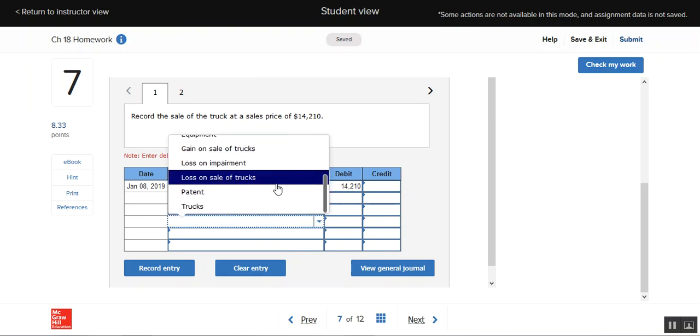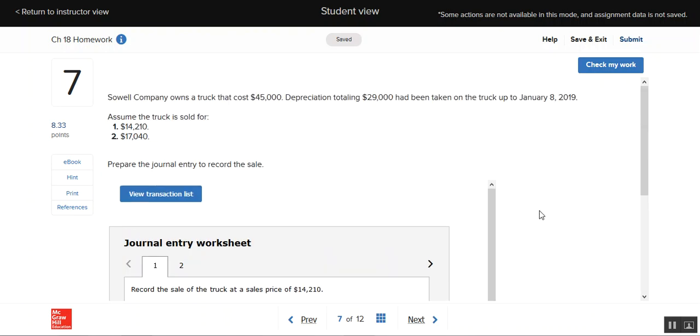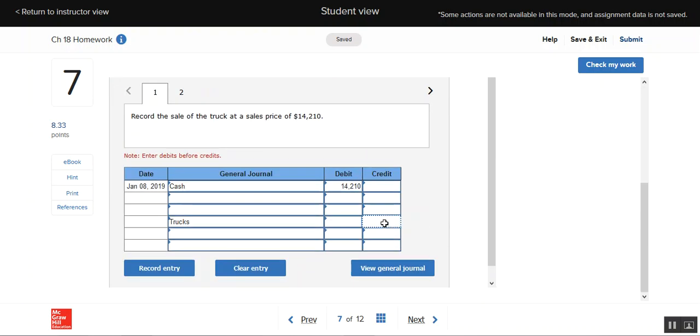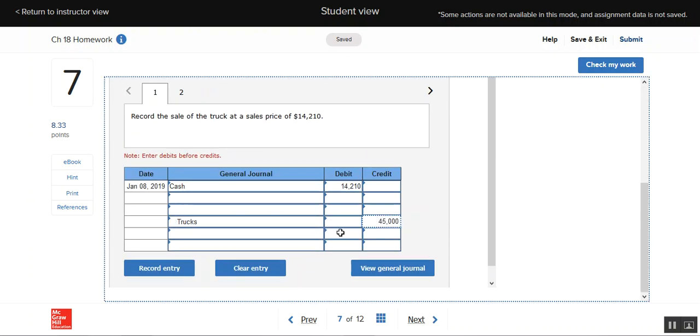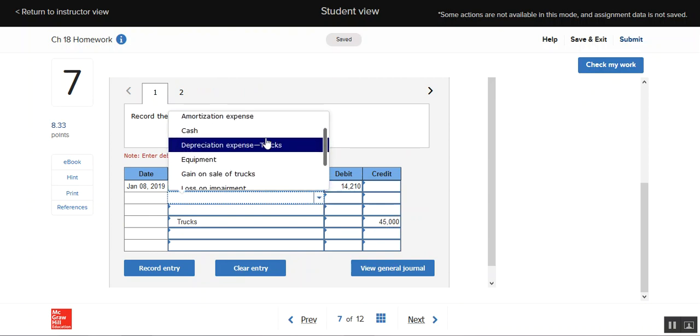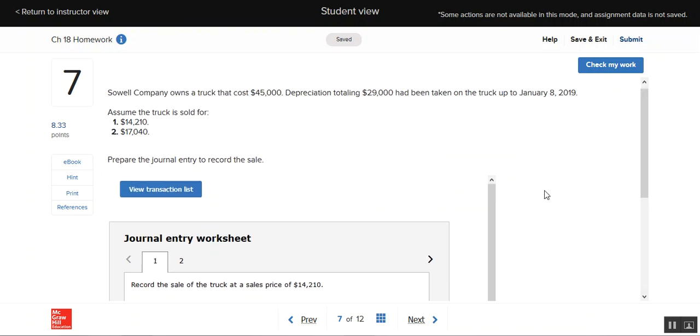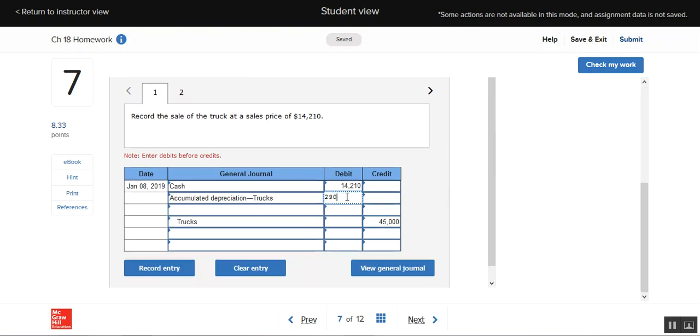Where's trucks? Going to take the truck off for $45,000, so that's a credit. And we're going to take accumulated depreciation off for the balance in that, which was $29,000. All right, so now we have debits of $14,210 and $29,000. We have debits of $43,210 and a credit of $45,000.